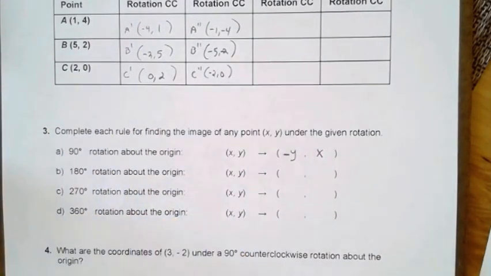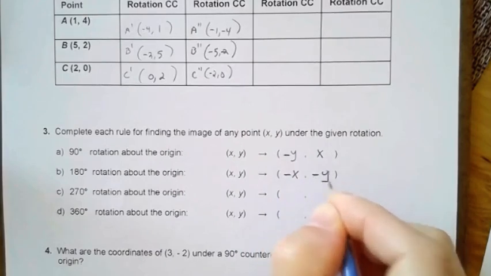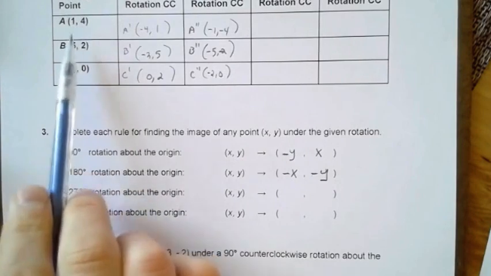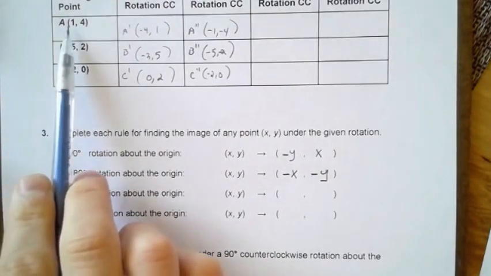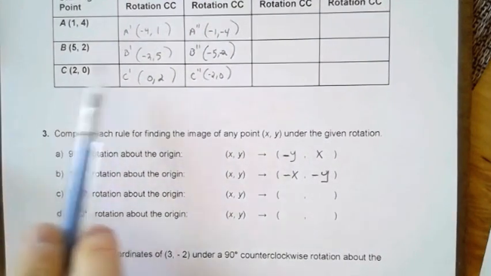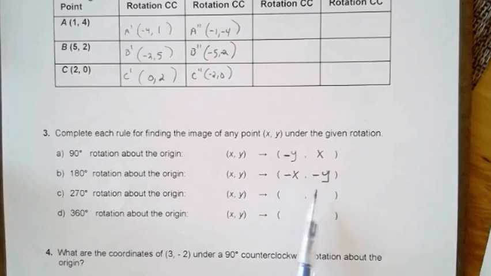Okay, this time XY went to -x, -y. All I did for a 180-degree rotation is take the opposite of the coordinates. The opposite of 1 is -1, the opposite of 4 is -4. The opposite of 2 is -2, the opposite of 0 is 0. XY went to -x, -y.